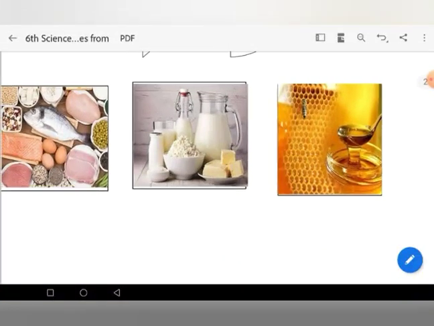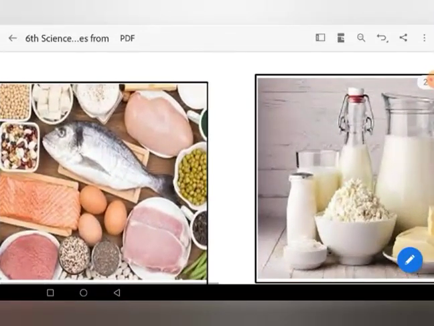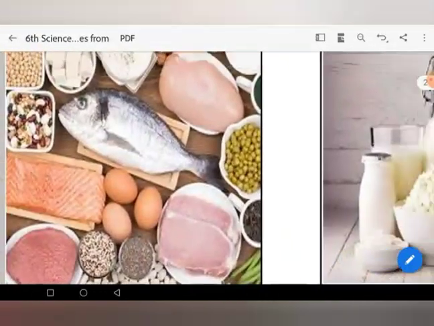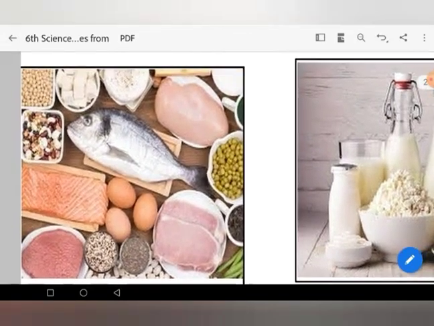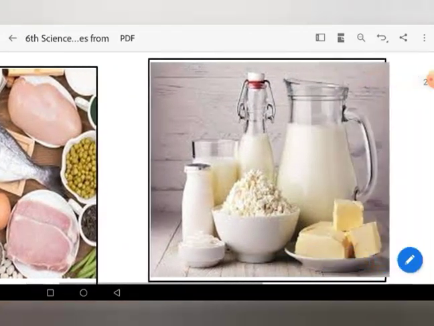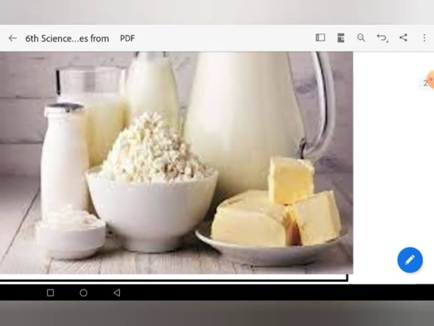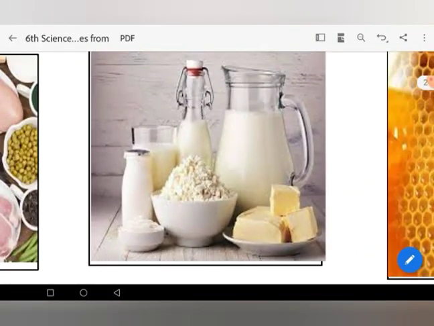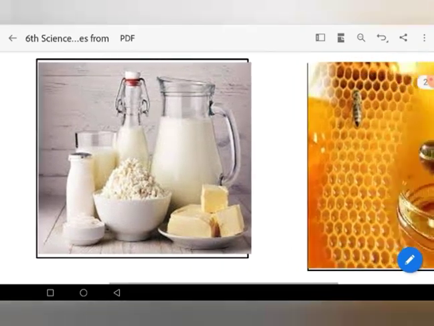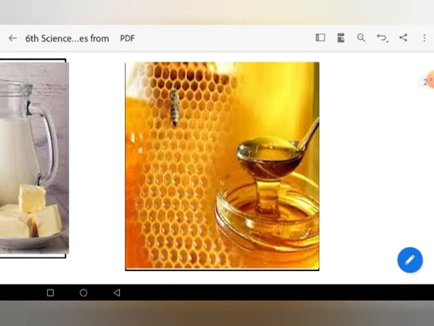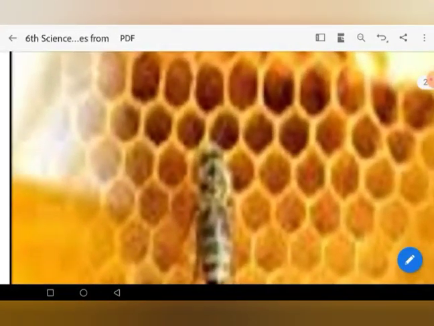In another picture you can see a fish here. There are a few eggs, meat and some other things. All the non-vegetarian products are here. And in the next picture you can see it is milk here. It's butter or the ghee. We can say in this picture it is milk and the milk products. In the next picture you see something very sweet and delicious in taste. Yes, definitely it is honey that we get from honey bees.